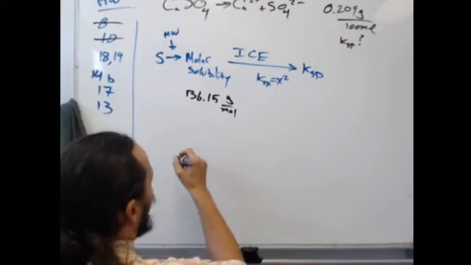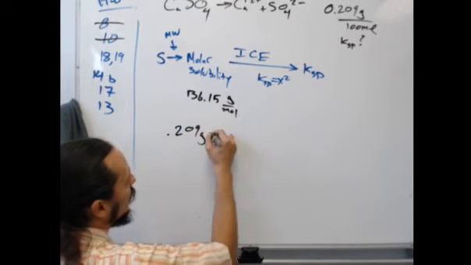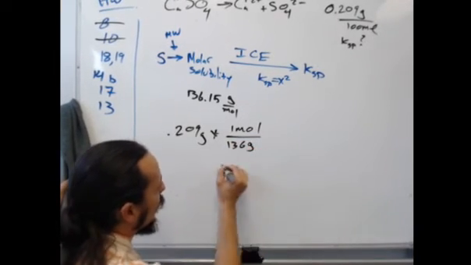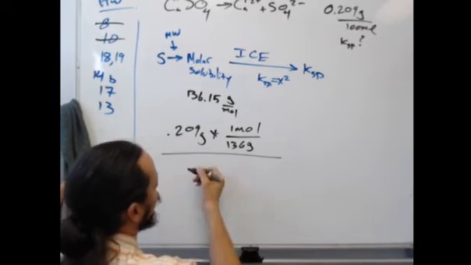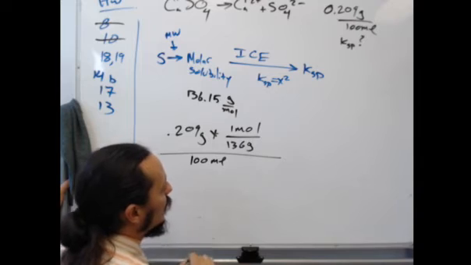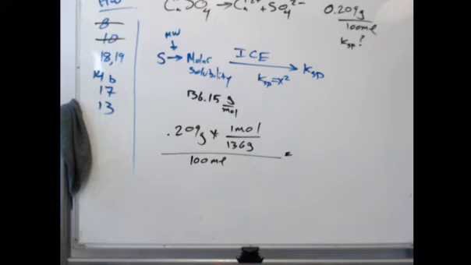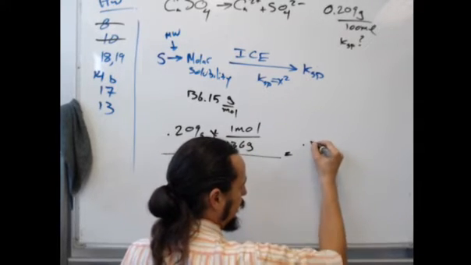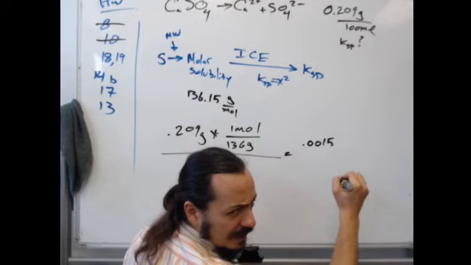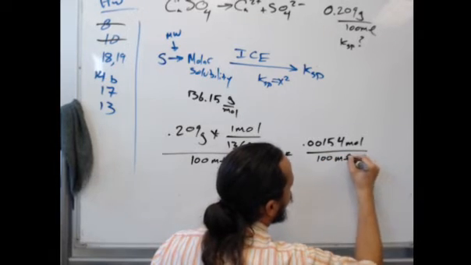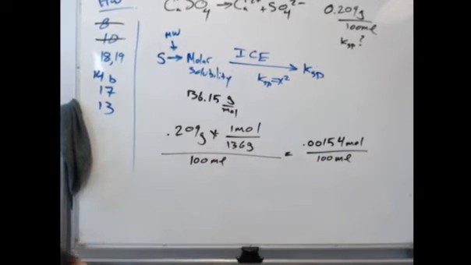So we're going to do 0.209 grams times 1 mole per 136 grams. I'm just going to go with 136. And I'm going to leave this as 100 milliliters for a moment, just so I can show you an easy way to do this. 0.209 divided by 136 is 0.00154 moles per 100 milliliters.